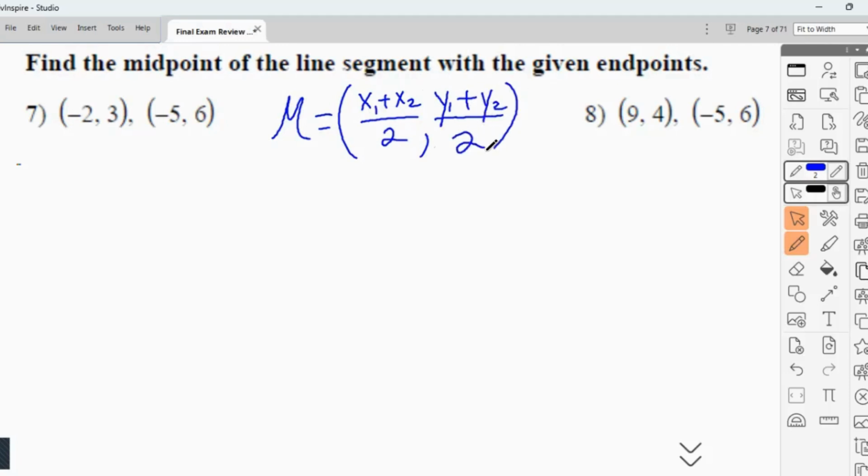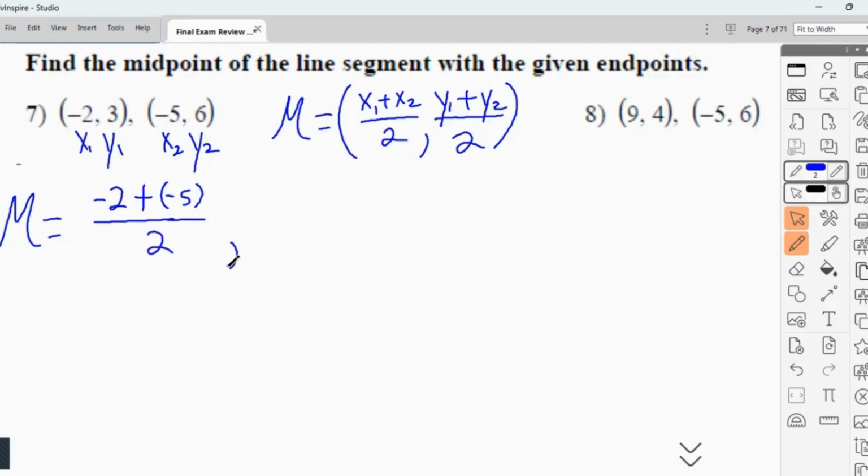Now, let's do this for these 2 points and line them up properly. Don't forget, it's always x1, y1, no matter what you're doing, and this is x2, y2. Got it? Now, let's take care of this and make it look real nice and neat. In this case, my x values are going to be -2 and -5. Let's put that in parentheses to make sure we can recognize that, put that over 2, and then put a comma here. And in this case, the y values are +3 and +6. Now, put that over 2 as well. Put your marks right here so you can show that those are coordinates.